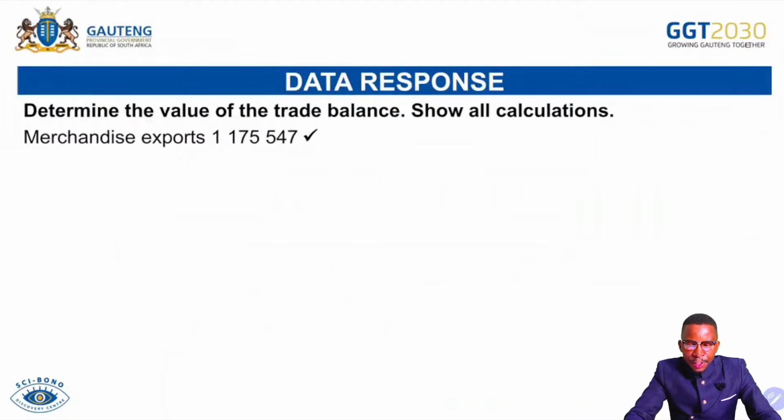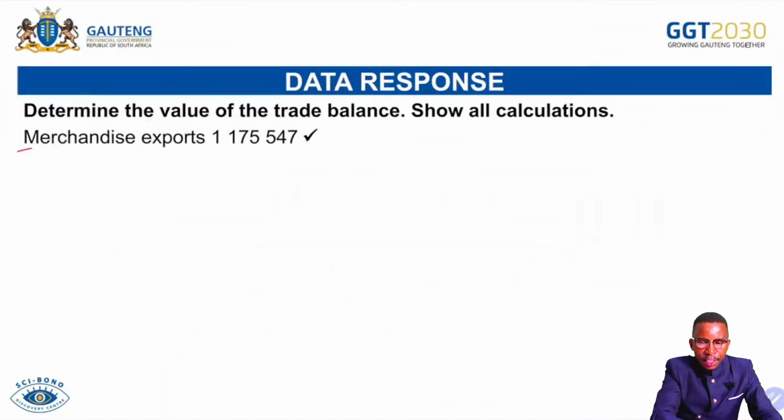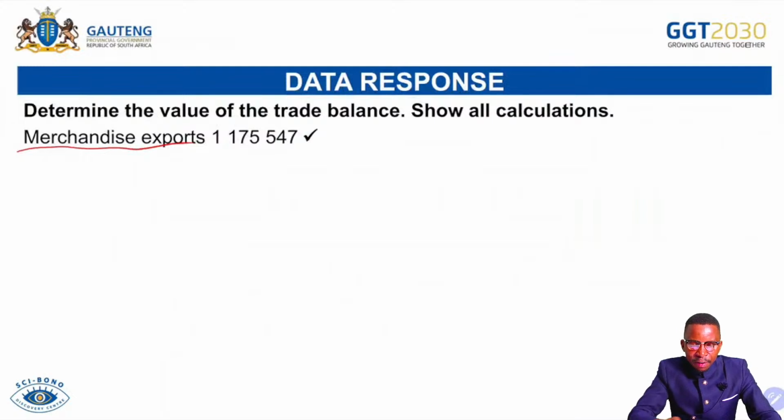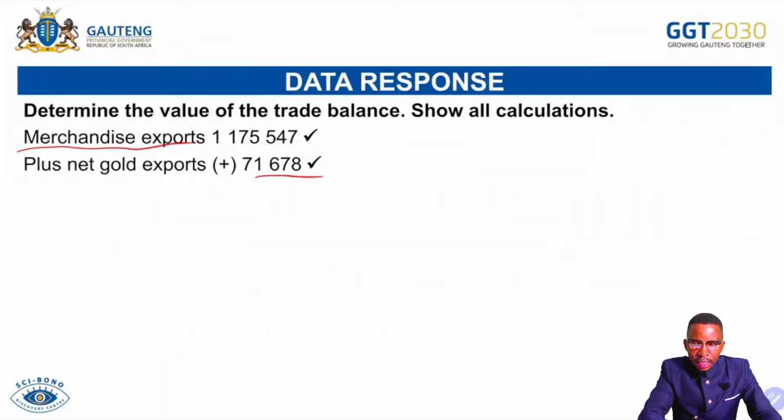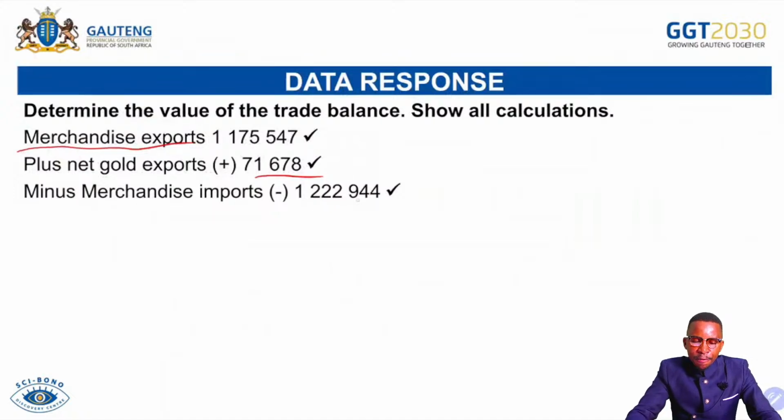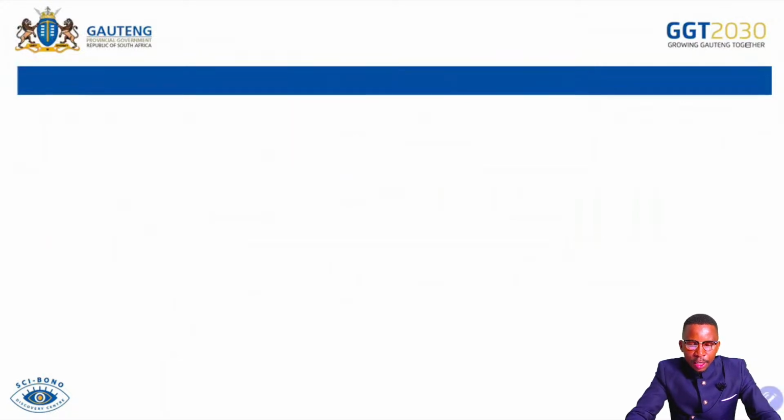Determine the value of the trade balance, show all calculations. Merchandise export 1,175,547, they are positive, plus net gold export 71,678, positive also, minus net gold imports, it's negative, 1,222,944. Then we get 24,281.